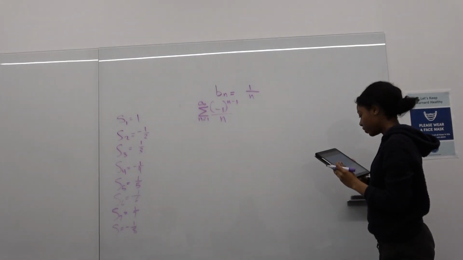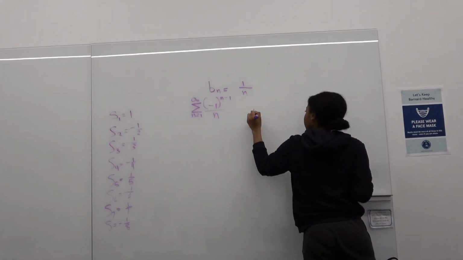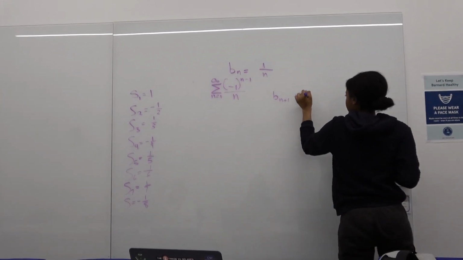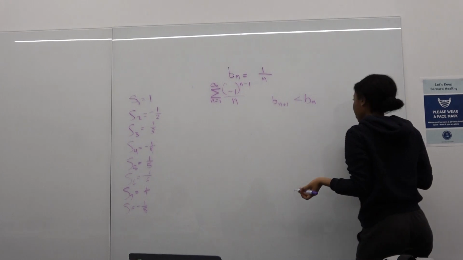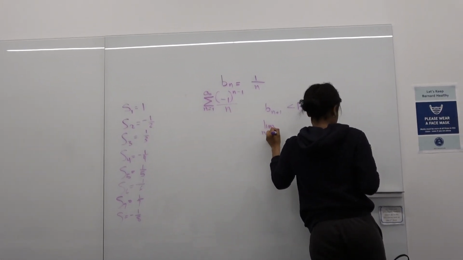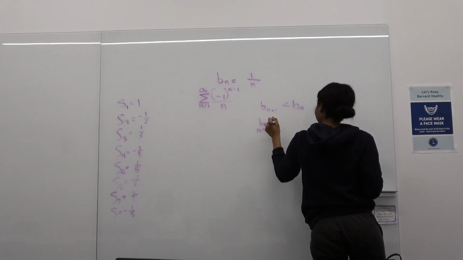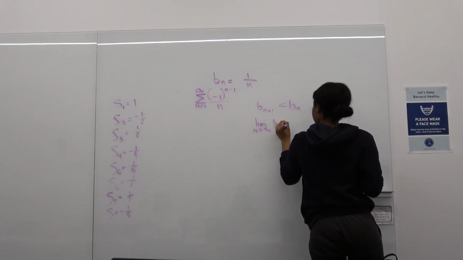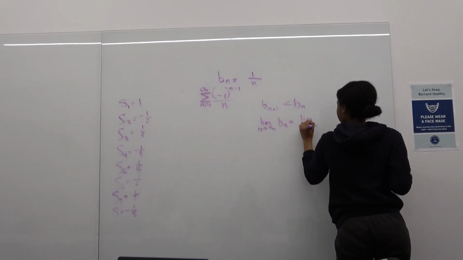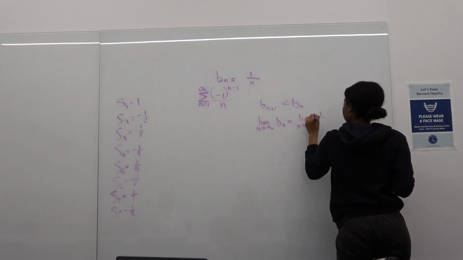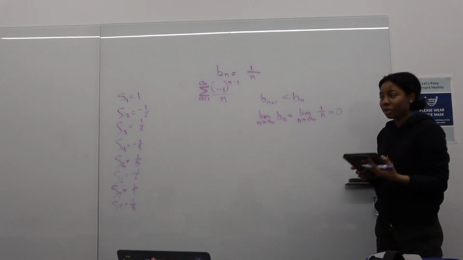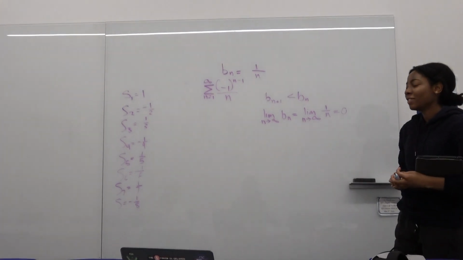Okay, so the first condition that must be true is that b sub n plus 1, which is the next term in the series, is larger than b sub n. And then also that as we find the limit of b sub n as n approaches infinity, it must equal 0. The limit is 0. And that's how you prove that an alternating series converges.